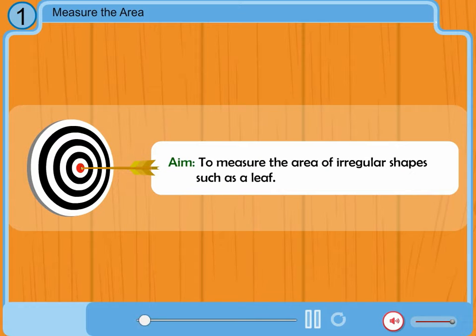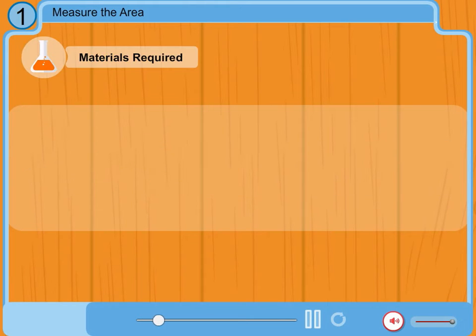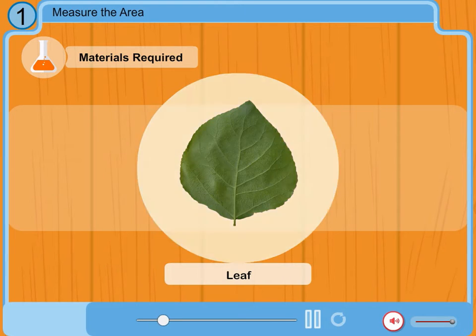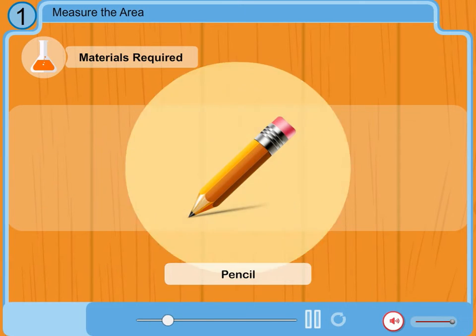Aim: to measure the area of irregular shapes such as a leaf. Materials required: a leaf, a graph paper, a pencil.